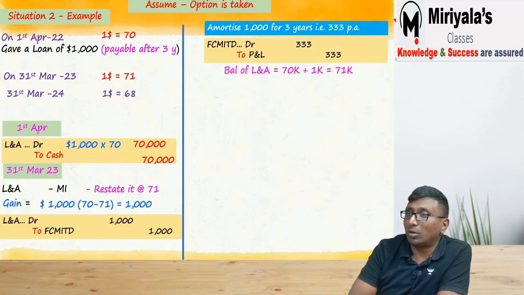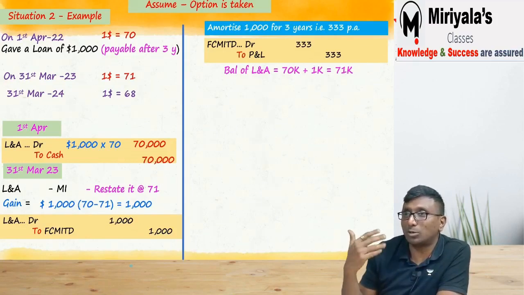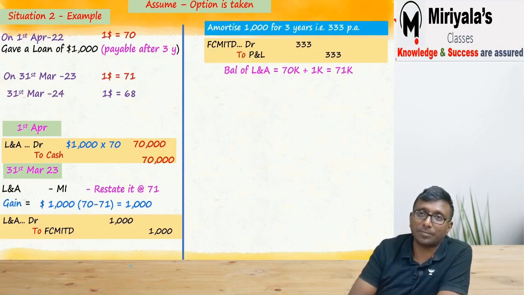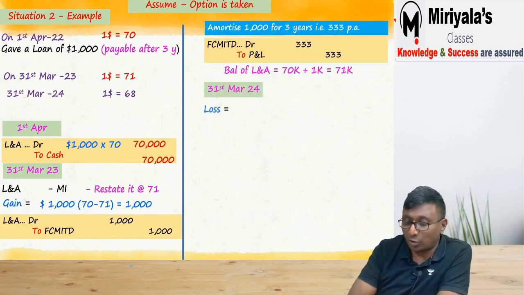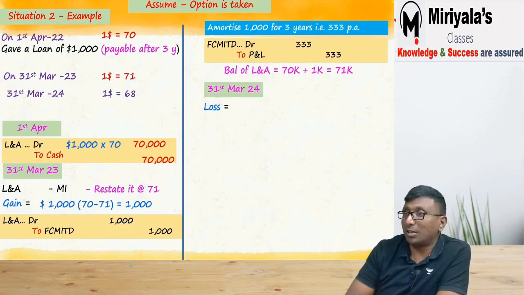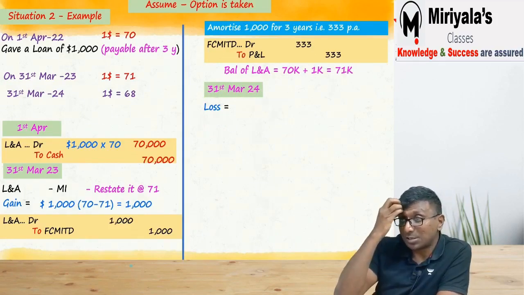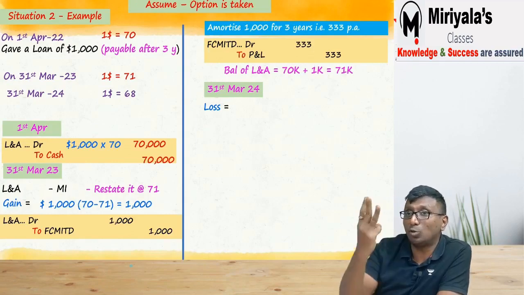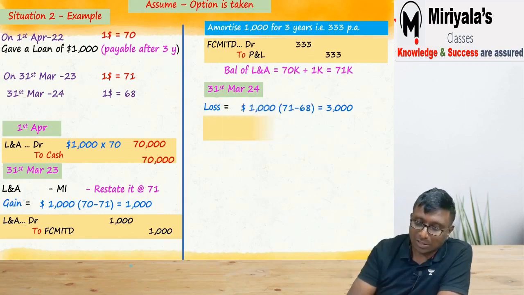Now the balance of loans and advance, how much? 71,000 rupees. Initially 70,000, loans and advance again debited by 1,000. So 71,000 rupees is the balance. Okay sir, cool, no problem. 31st March 2024 came. Now listen. Now it became 68. Correct? Is it a loss again? Obviously a loss. From where to where? 71 to 68. That is equal to 3,000 rupees loss to you.